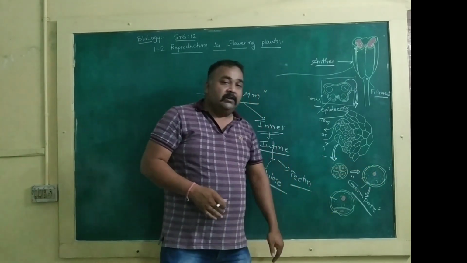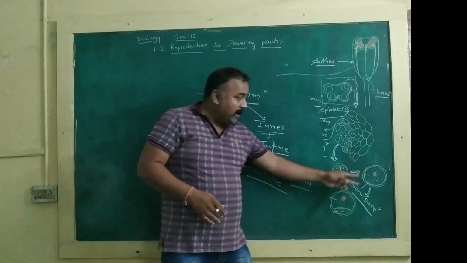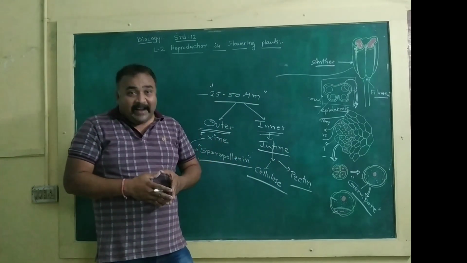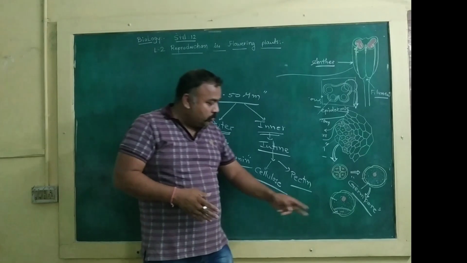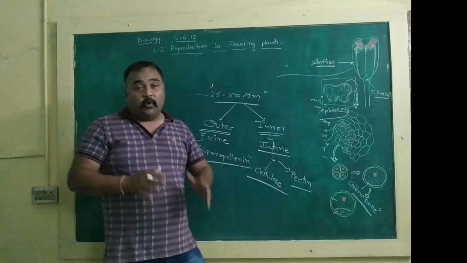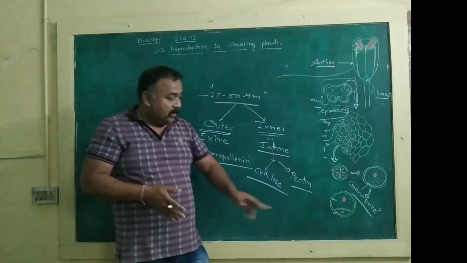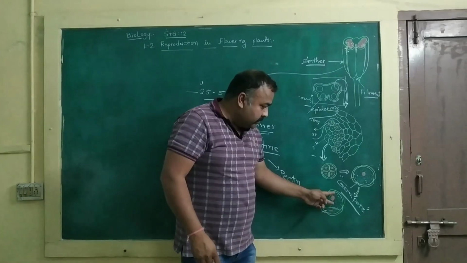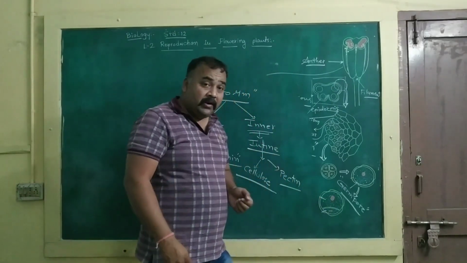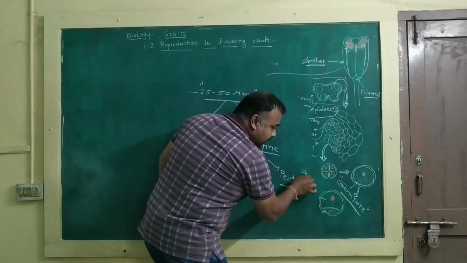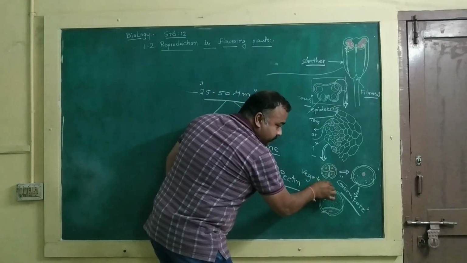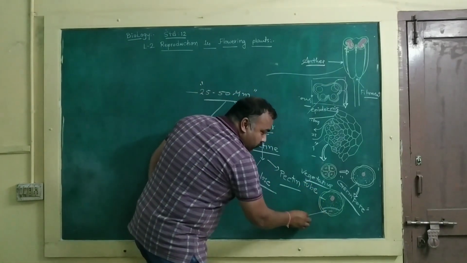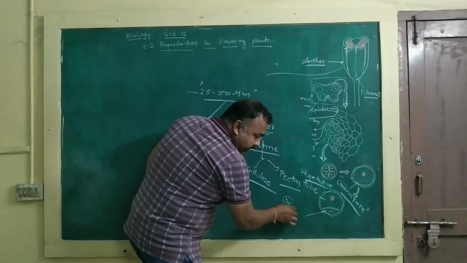During the development of pollen grain, what will happen? The nucleus of the pollen grain will undergo unequal division, so that two nuclei are produced. One will be larger, another one will be smaller. The cell with the larger nucleus is known as the vegetative cell, or it is called the tube cell, and the smaller one is known as the generative cell.